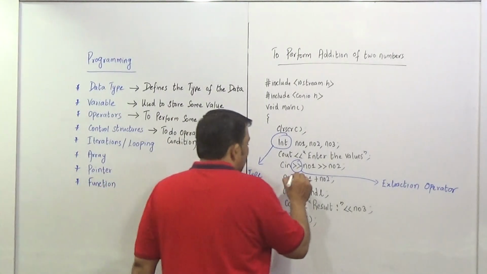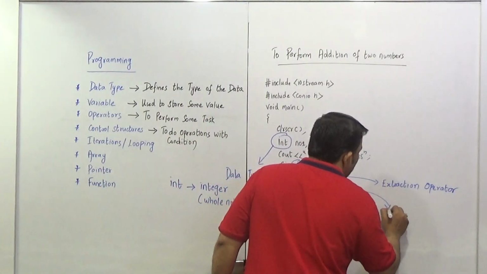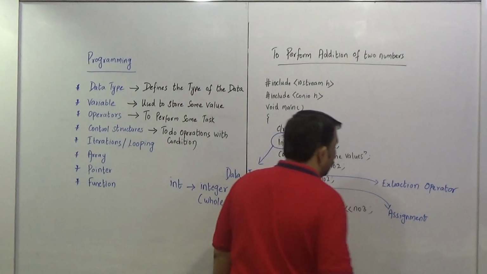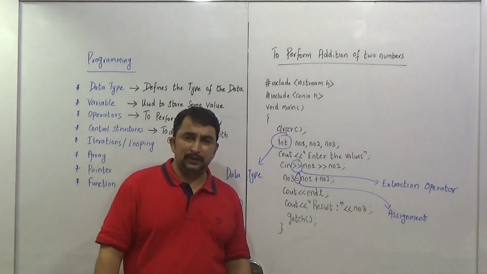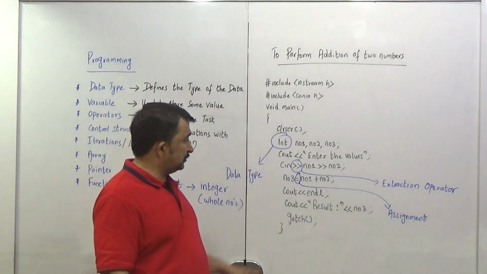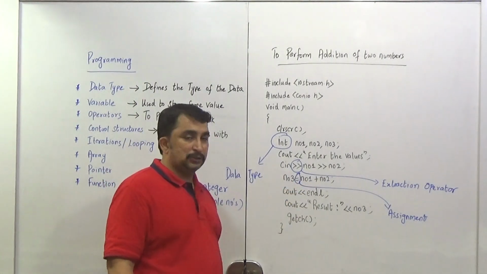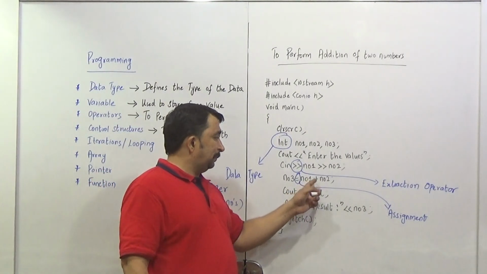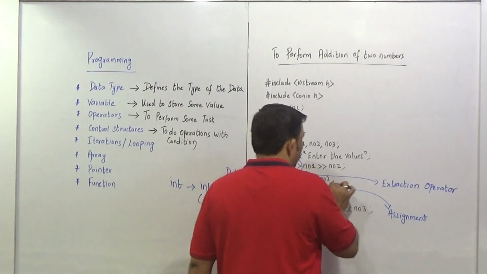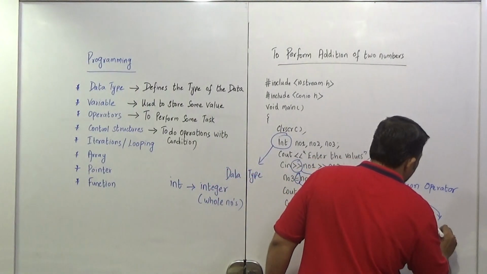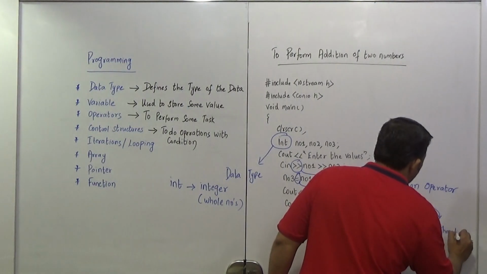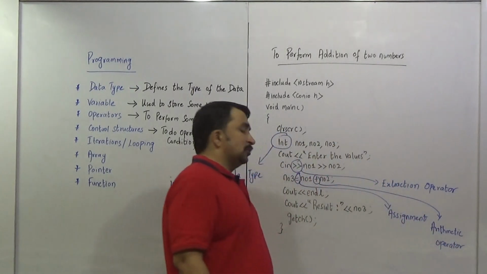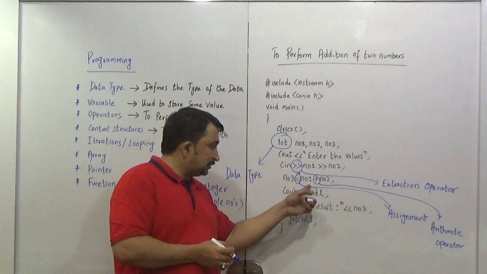Here, this equals to is said to be an assignment operator. I will explain the operators in detail in the next class. Before that, I will just explain small things wherever we encounter operators. Equals number 1 plus number 2, this plus is said to be an arithmetic operator. So these two values will be added.